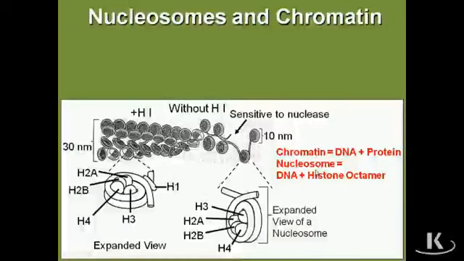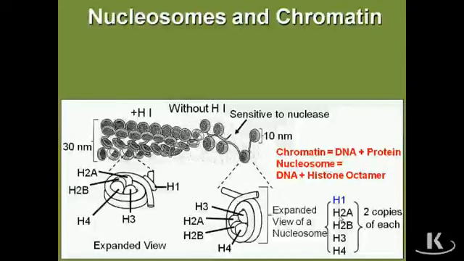You can further break down the chromatin into nucleosomes. Nucleosomes is DNA that's also attached to protein, but a specific type of protein. And this specific type of protein is called a histone octamer. Shown here is an expanded view of one of these nucleosomes. You have histone proteins that are going to be bound by DNA.